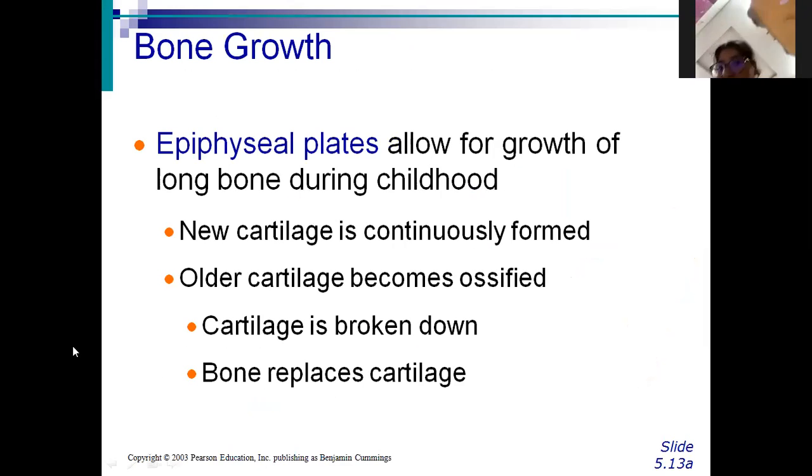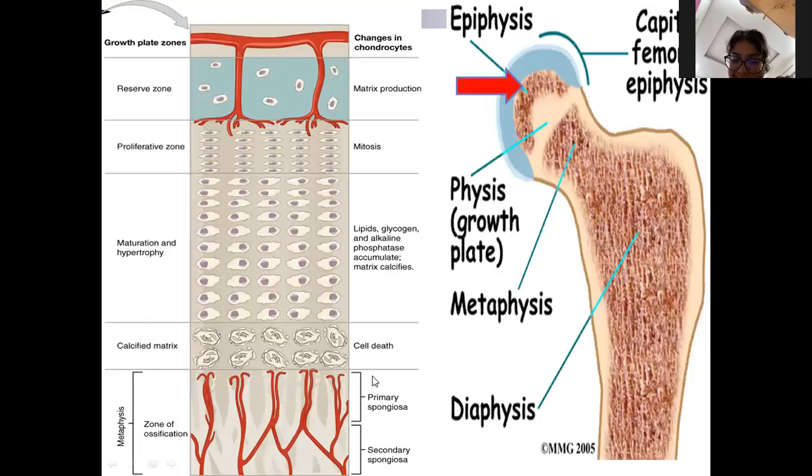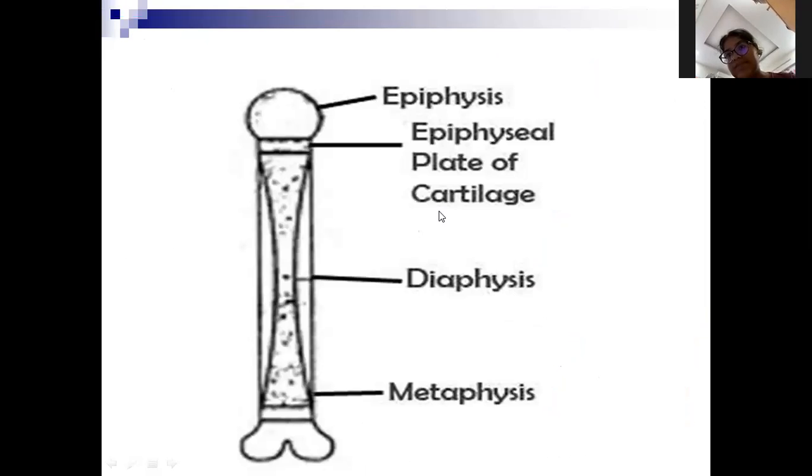Now that's what is written. Epiphyseal plates allow for growth of long bone during childhood. New cartilage is continuously formed. Older cartilage becomes ossified. Now see here, Anjali, look at the screen. Suppose this is femur, and here you are finding this cartilage, epiphyseal cartilage. So it is all full cartilage only. As long as this cartilage is there, we will grow tall. Once it is ossified, bone growth is over.